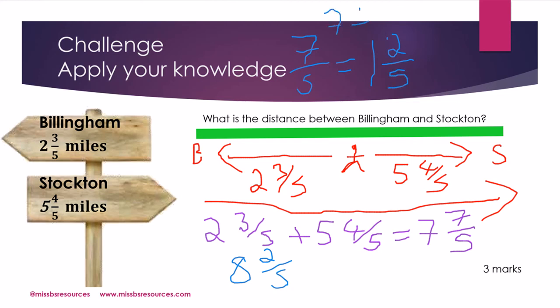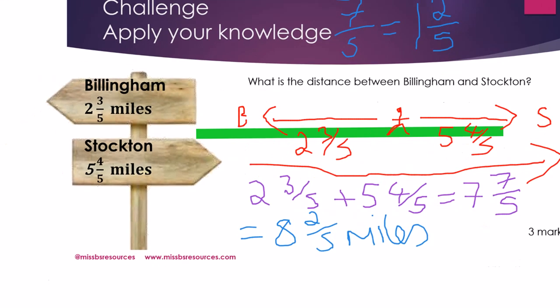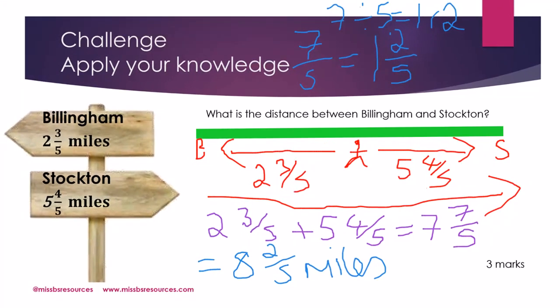Now you've not finished the question yet because you need your units of measure. So 8 and 2/5 miles. Okay, now the question answers and marks come from the following. Realising that you need to add them together. Having the answer and having your units of measure. Well done if you got that.